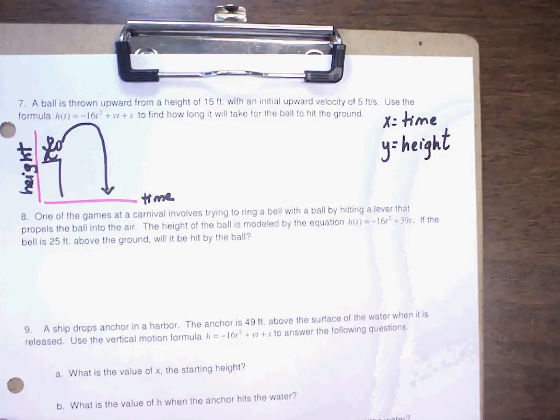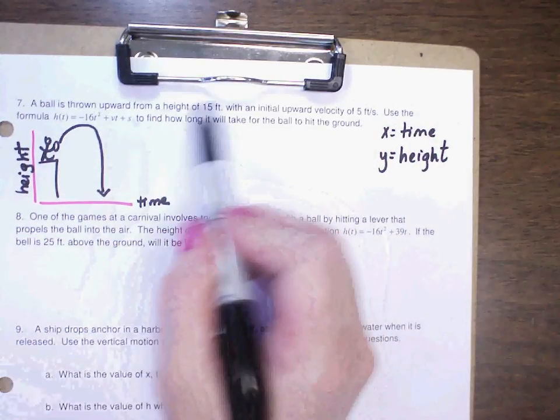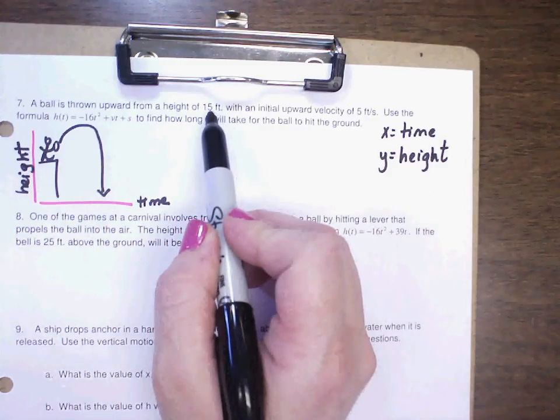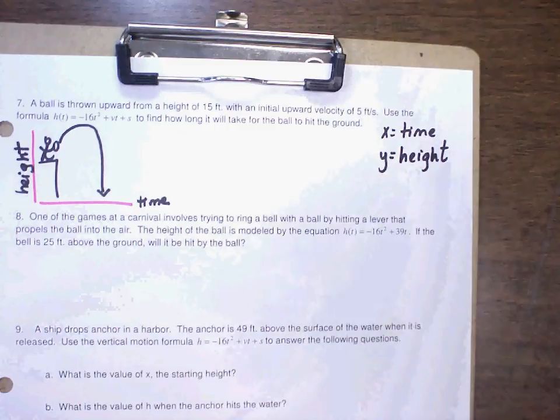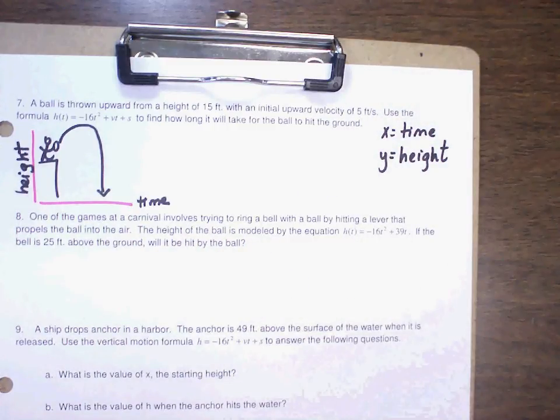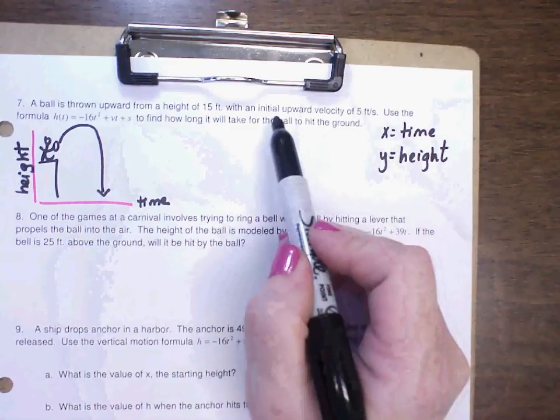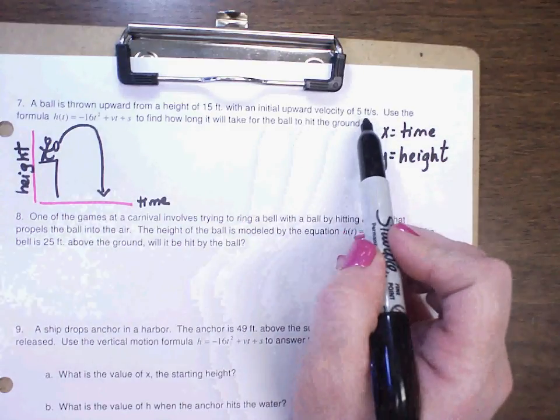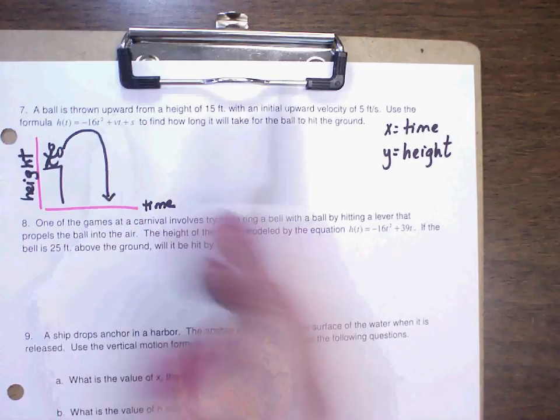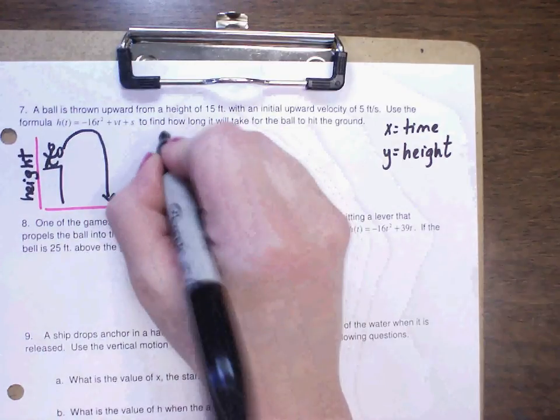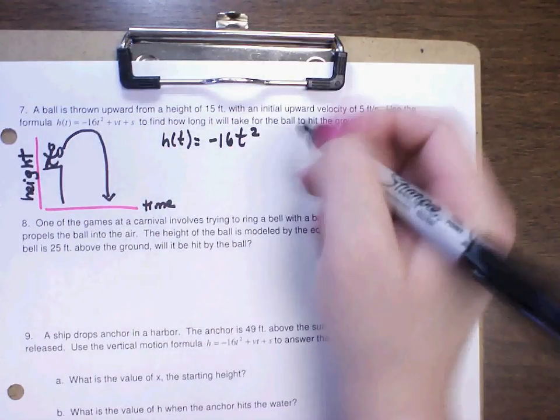Alright, so what is that height? What is the 15? A ball is thrown over from a height of 15 feet. What would that be? Your y-intercept. So that would be your s, right? And then it has an initial upward velocity of 5 feet. So that would be your v, velocity. V for velocity, right? So my function would be h of t equals -16t squared plus 5t plus 15.